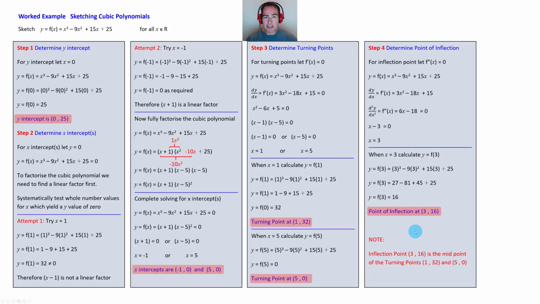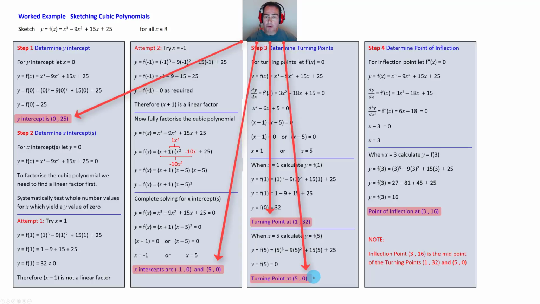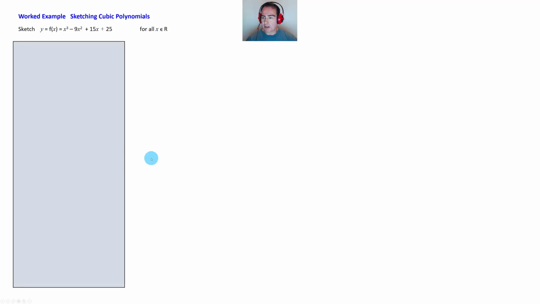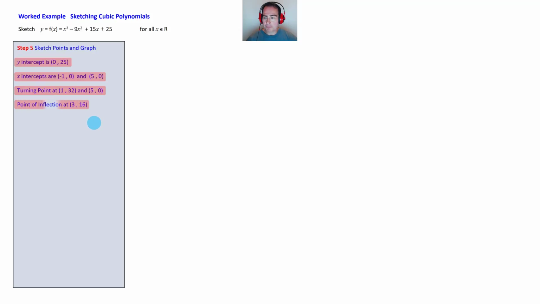Now we have pieces of information: a y-intercept, x-intercepts, two turning points, and a point of inflection. This information can now be used to sketch the graph of the cubic expression. So let's list that information separately. Sketch the points and the graph: the y-intercept, previously calculated, the two x-intercepts, previously calculated, the turning points, I've listed them both here together, previously calculated, and our point of inflection. And we need to sketch all of these on a set of axes.